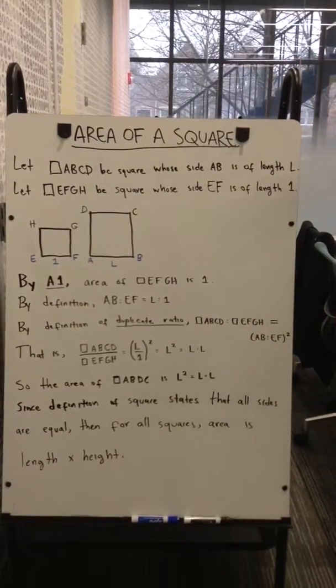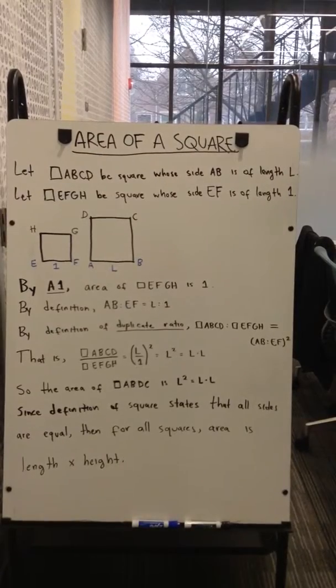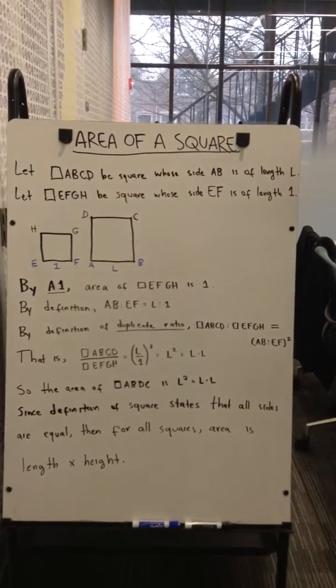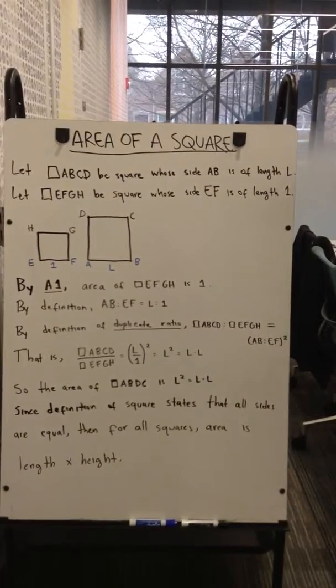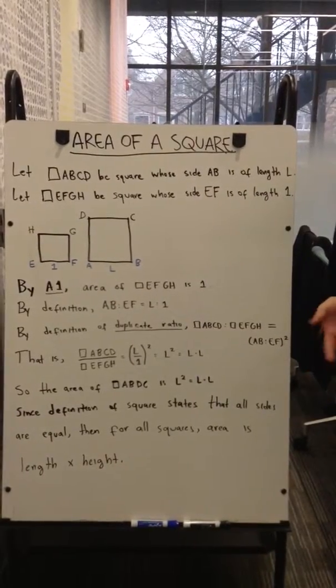And since the definition of a square states that all sides of a square have to be equal to each other, we can generalize that for all squares the area is length times height, which is just L squared.